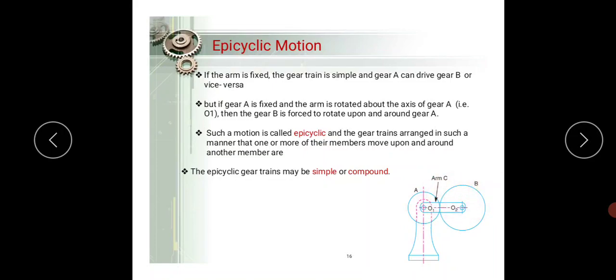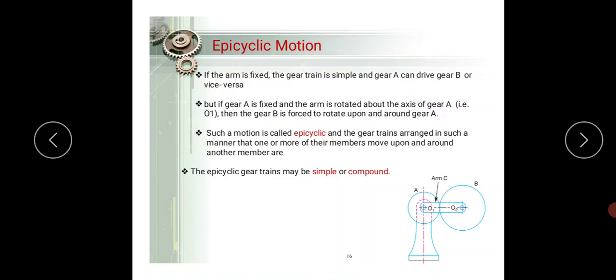But if gear A is fixed and the arm is rotated about the axis of gear A, that means the gear is fixed but the arm rotates about the axis O1, then gear B is forced to rotate around gear A. That means if gear A is fixed but the arm rotates about the axis of A, gear B is forced to rotate over gear A. This motion is called the epicyclic motion.